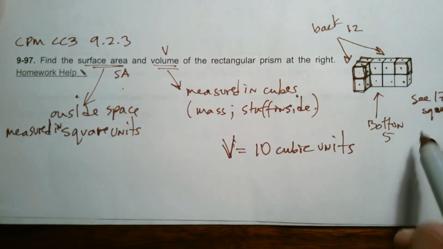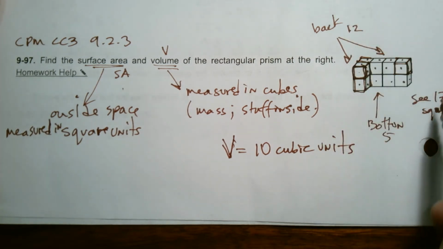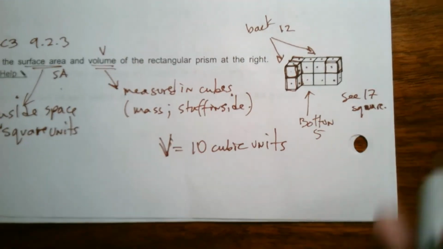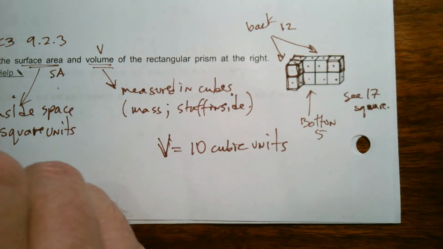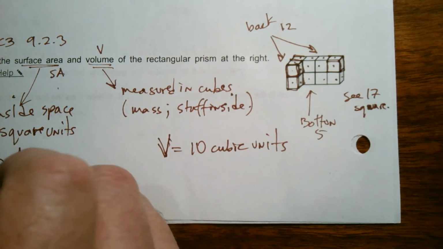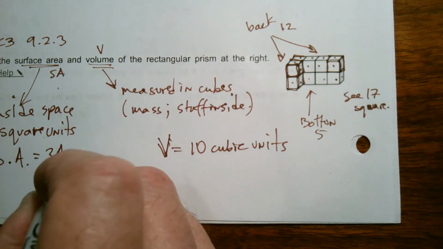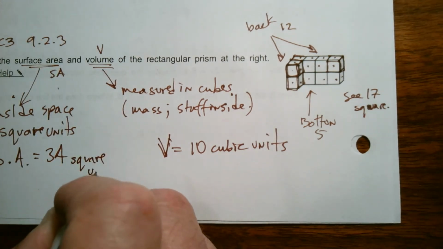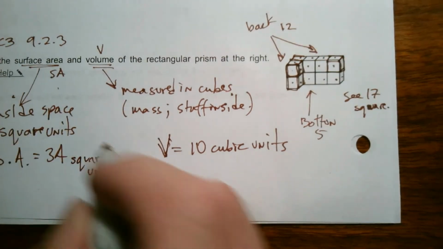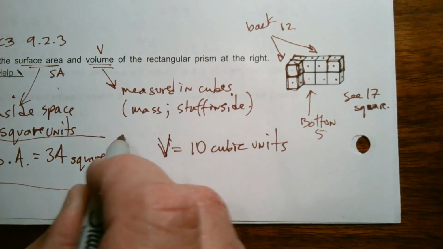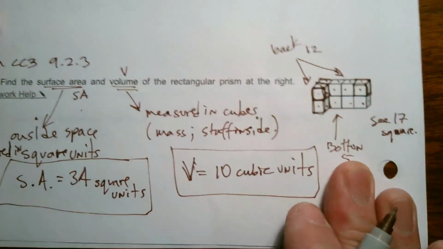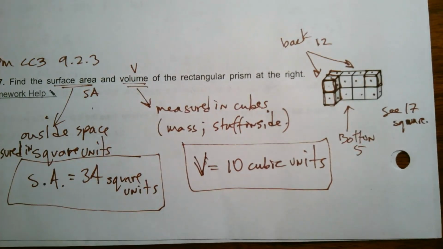So if I add all this up, I have 12 plus 5 plus 17. That gives me 34. So my surface area, SA, is equal to 34 square units. That's my surface area, counting the squares, and my volume, counting the cubes. Okay? All right, there we go.